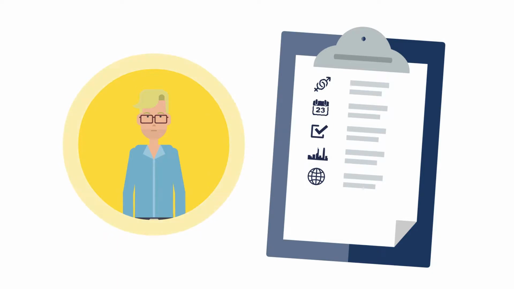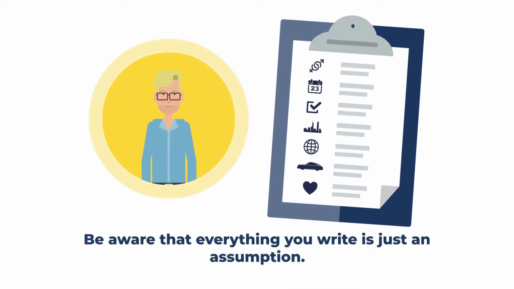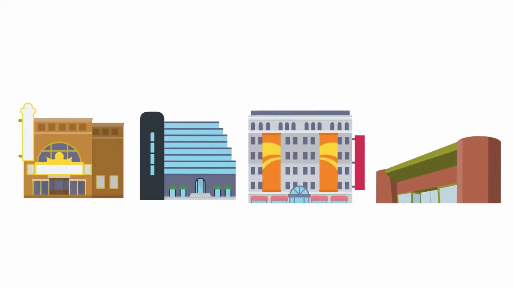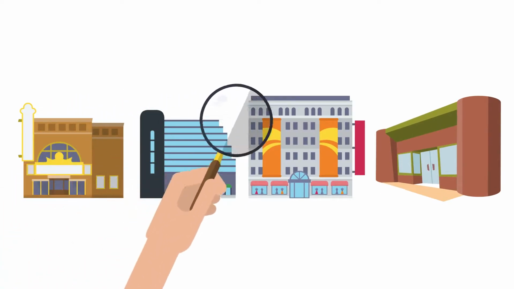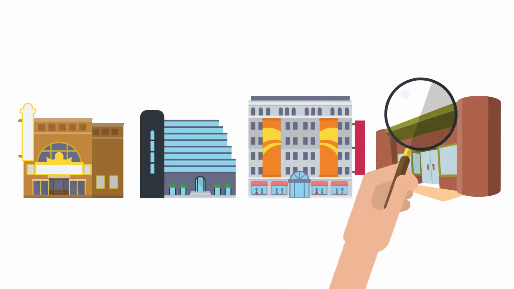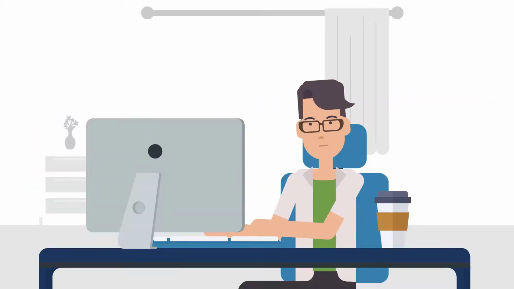Specify gender, age, status, where he or she lives, city, countryside, country, region. What does this person do for a living? What is the type of car this person drives? What are the hobbies he or she has, and so on. All that could be important to define this group of people. Be aware that everything you write is just an assumption. Based on the person's profile, try to find out how many such people there are in your market and where that market is located. This information can be found online.